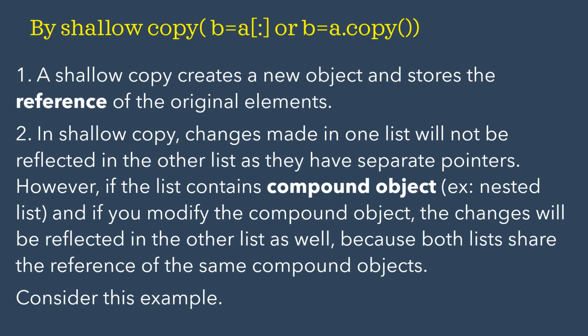However, if the list contains a compound object, that means if the list has a nested list or a sublist, and if you modify the compound object or the nested list, then the changes will be reflected in the other list as well. That means whatever changes you make in the sublist part of the list will be reflected in the other list. Why? Because both the lists share the same reference of the same compound objects. Now let's understand this with the help of this example.